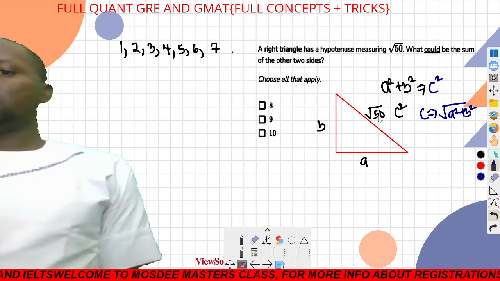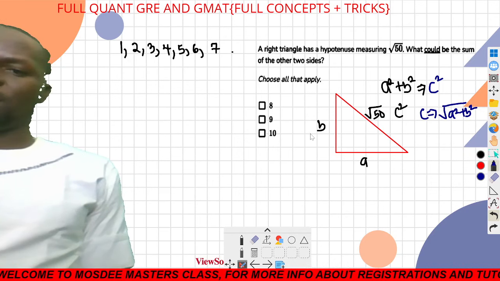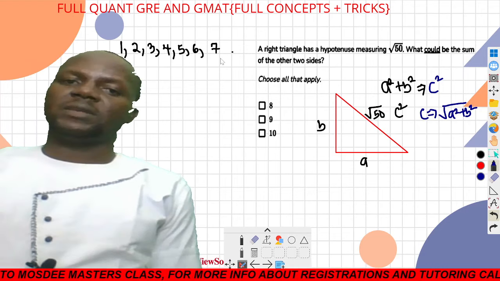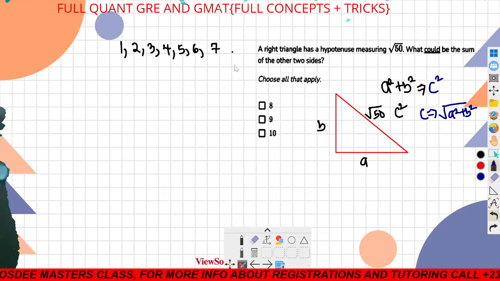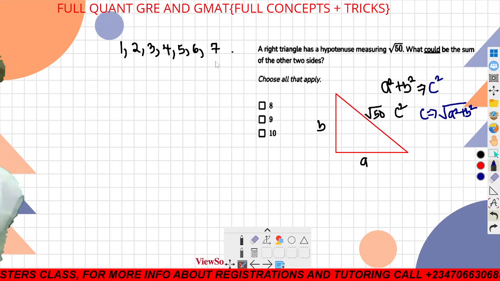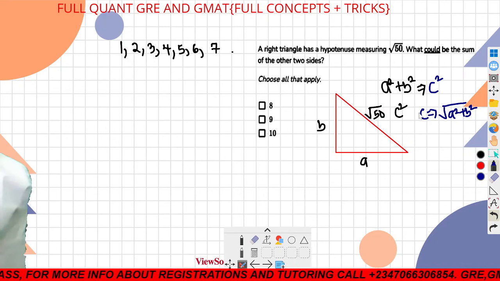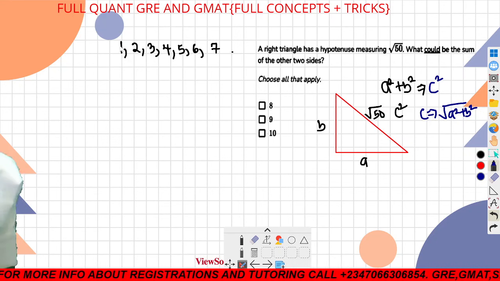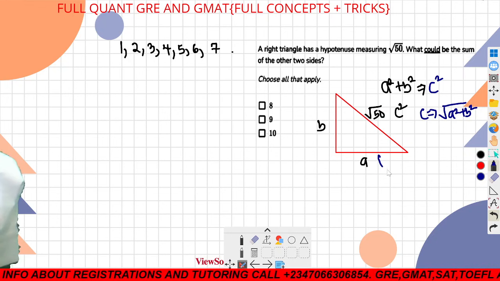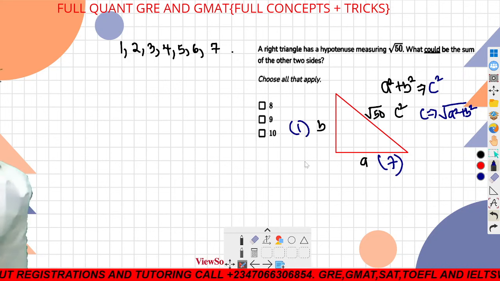So we are looking for two numbers such that when I square them and sum them together, it gives me 50. Why exactly did I stop at 7? Because I know 7 squared is 49. Just square each of them. 7 squared is 49, and 49 plus what will give me 50? 49 plus 1, and 1 squared is also 1. So I can have the combination of 7 and 1.